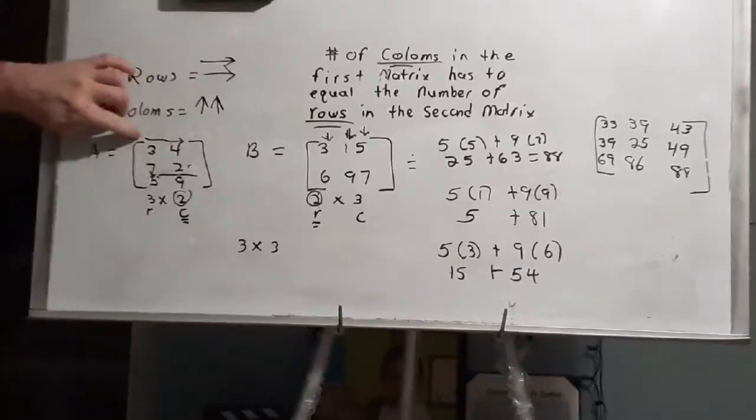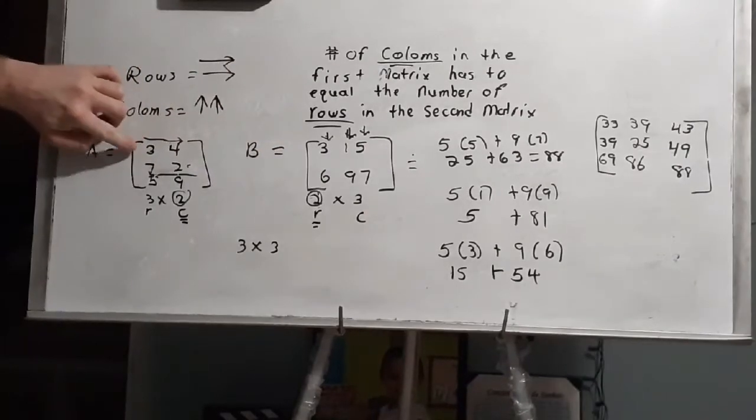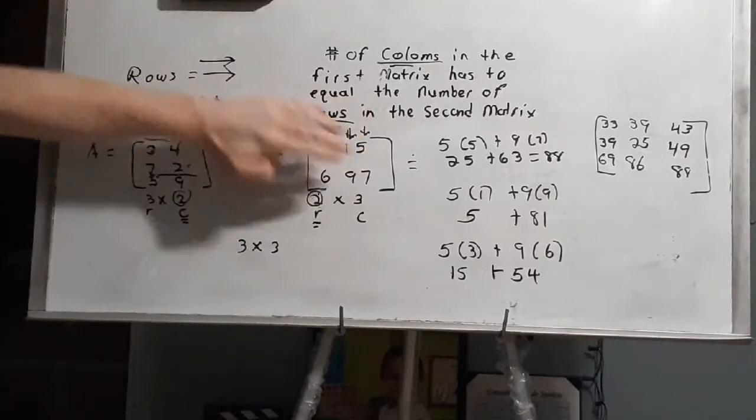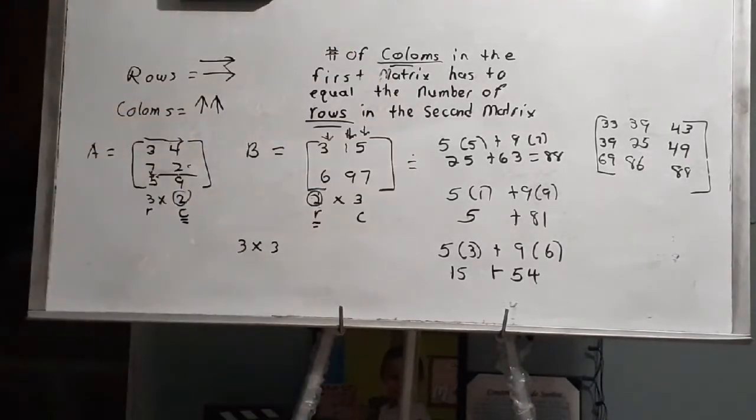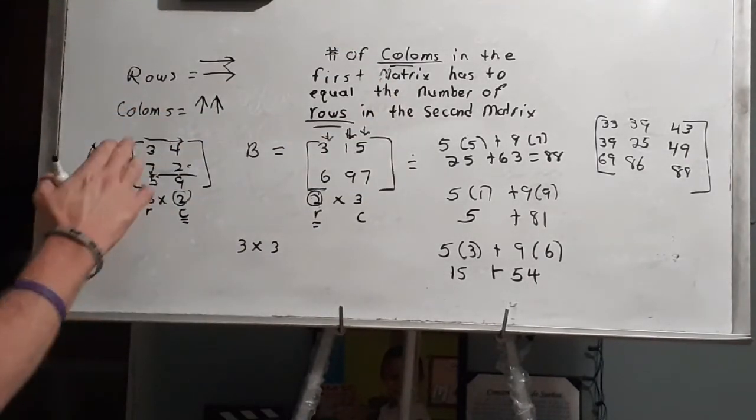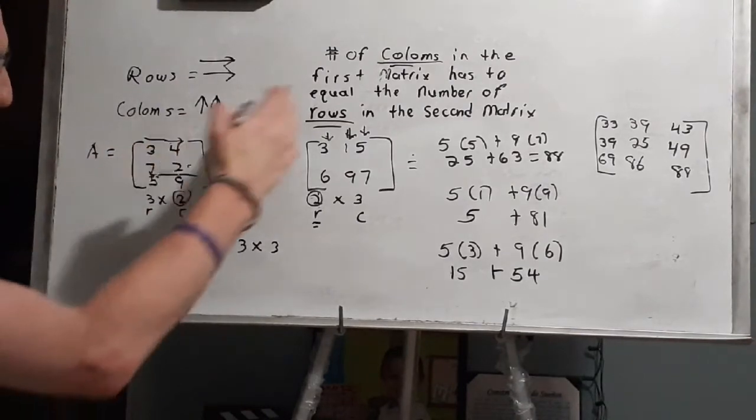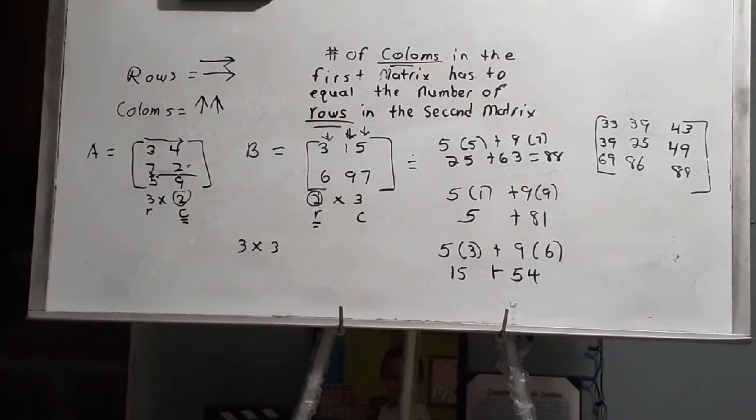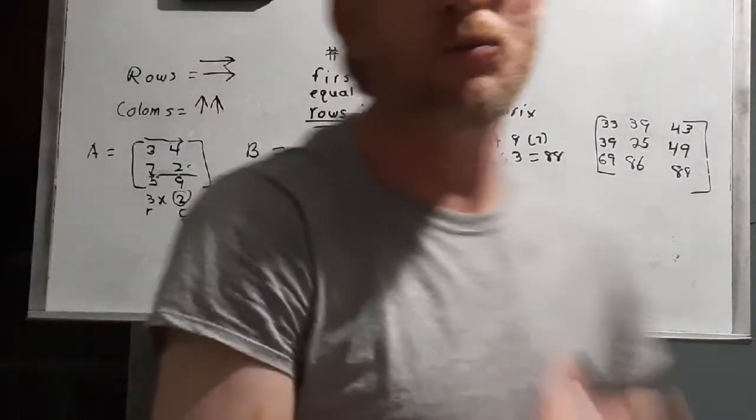Remember, always rows times columns. So first row by all 3 columns, second row by all 3 columns, and third row by all 3 columns. Now remember, you multiply the first row by all 3 columns and you add. Second row by all 3 columns and you also add. Third row by all 3 columns and you add.